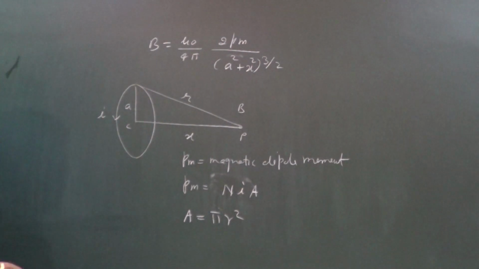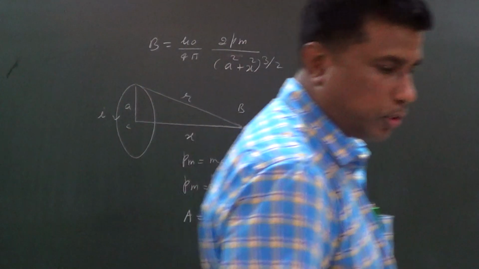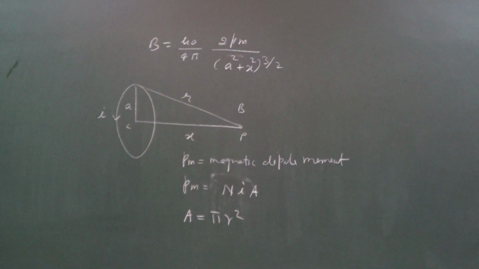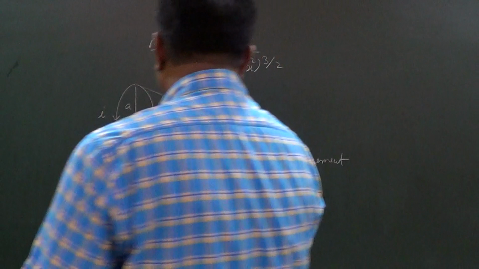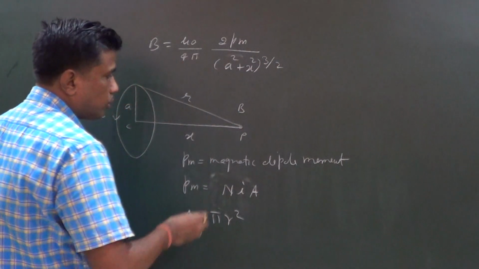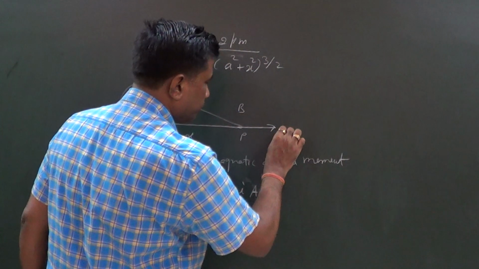So student, you can write it. This is a very important formula based on this topic. Magnetic field due to a circular coil at its axis, which is at a distance x from its center at point P, and its magnitude is given. Student, the direction of this magnetic field at this point will be along this direction.